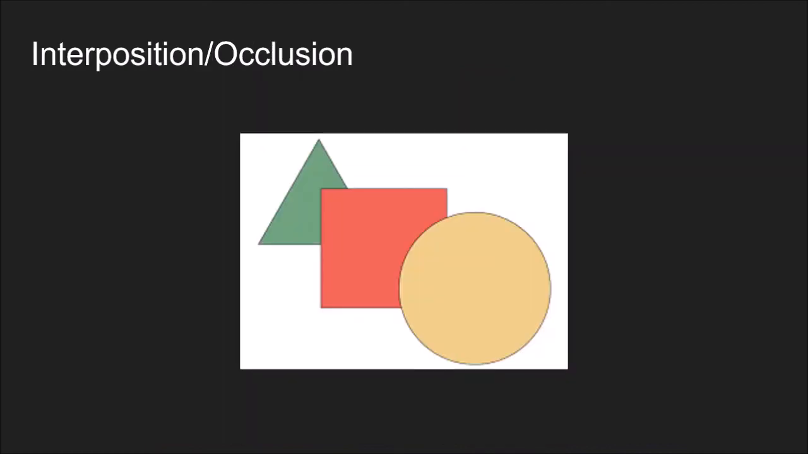Interposition or occlusion. So occlusion is nothing but closing. When two objects are overlapped, then the object which has been overlapped or obscured or hidden will be perceived as further away than the overlapping object.